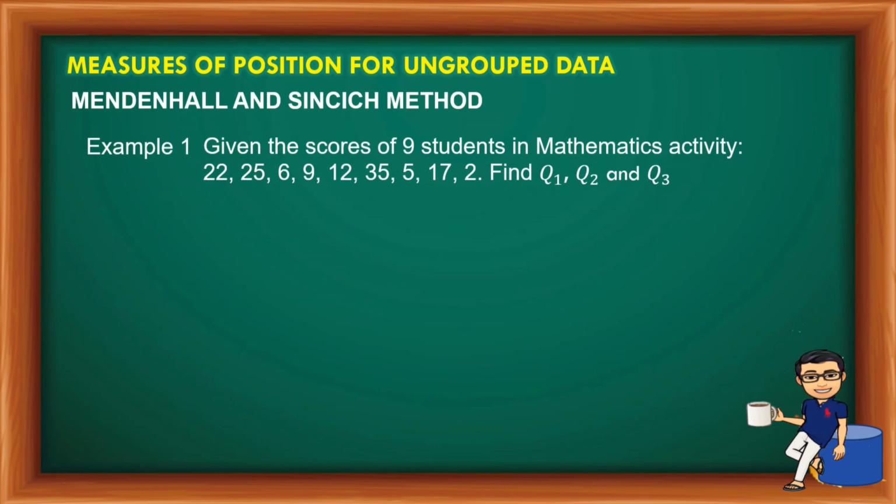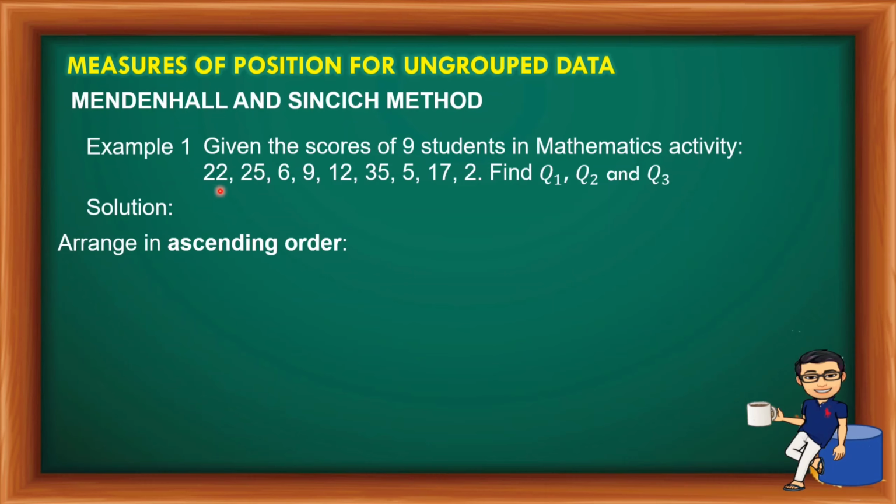Let us work on this given: the scores of 9 students in mathematics activity, 22, 25, 6, 9, 12, 35, 5, 17, 2. Find quartile 1, quartile 2, and quartile 3. So let's start working with the first thing that you need to work on. Arrange the data in ascending order.